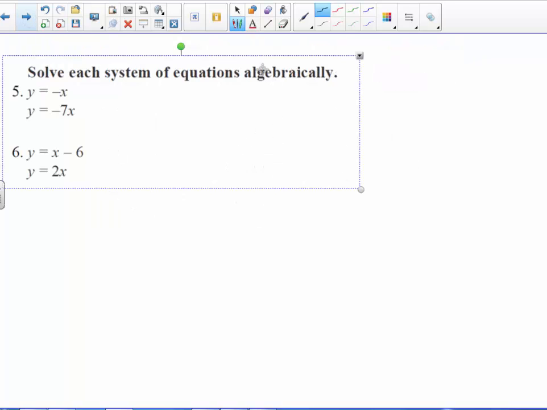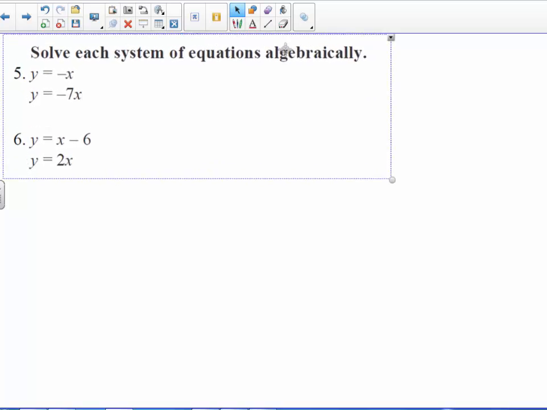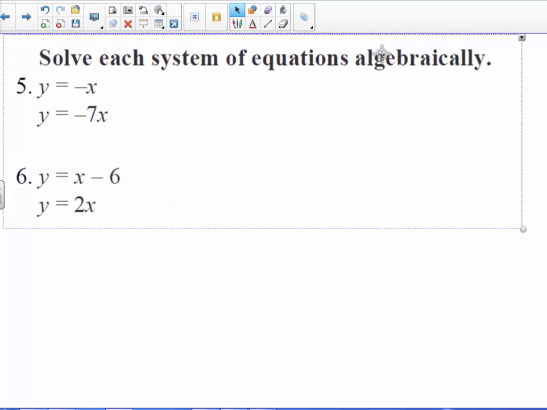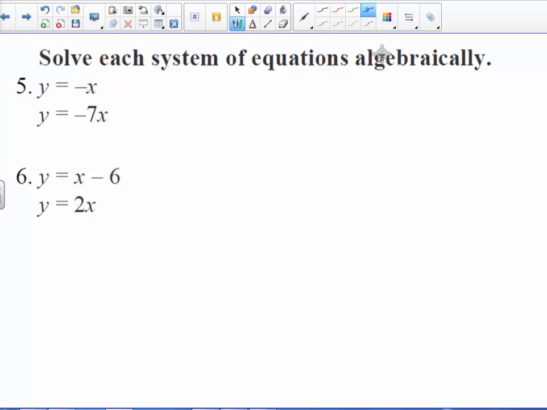Okay. Next one, solve each system of equations algebraically. So we've got y equals negative x and y equals negative 7x. Take what y equals and plug it in for the other y. So negative 7x equals negative x. Okay, go through and solve.